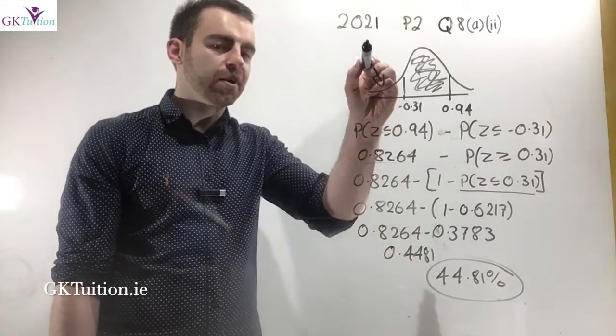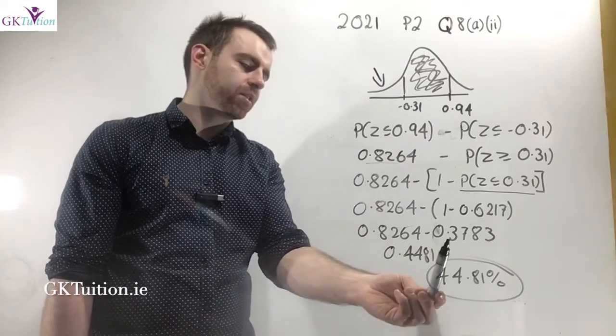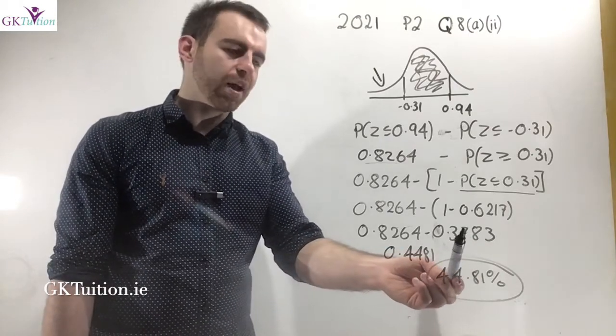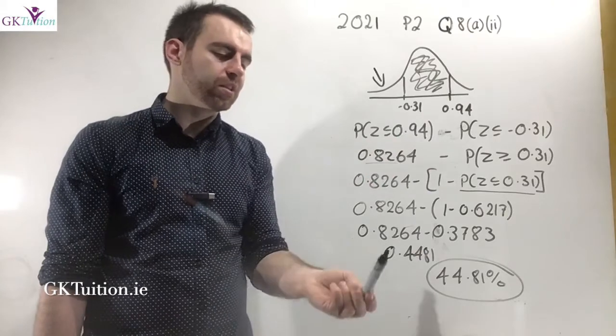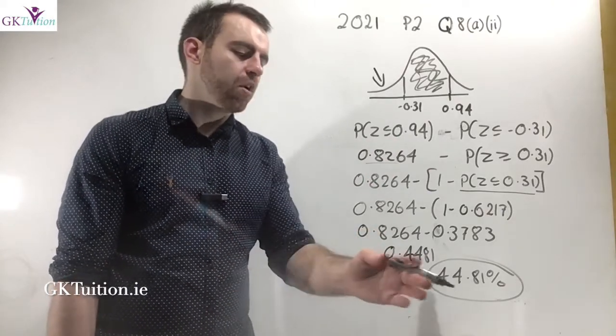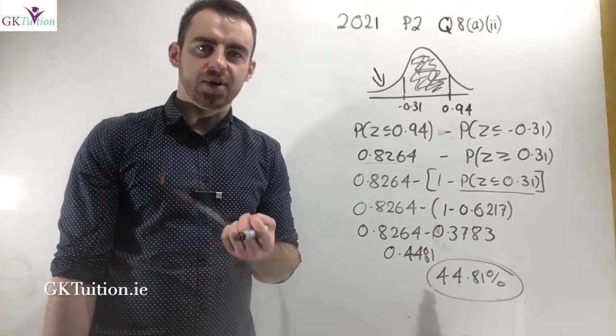So the proportion of students that got less than 165 marks is 0.3783. If I subtract that from the proportion that got less than 210, I'm left with 0.4481. Or in other words, 44.81% of all the first years got this certificate of merit.